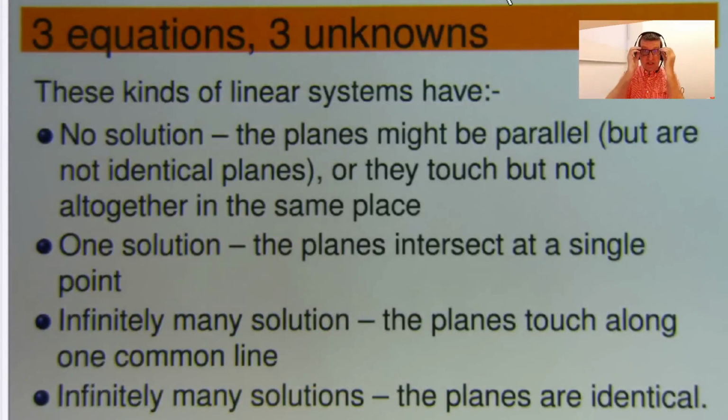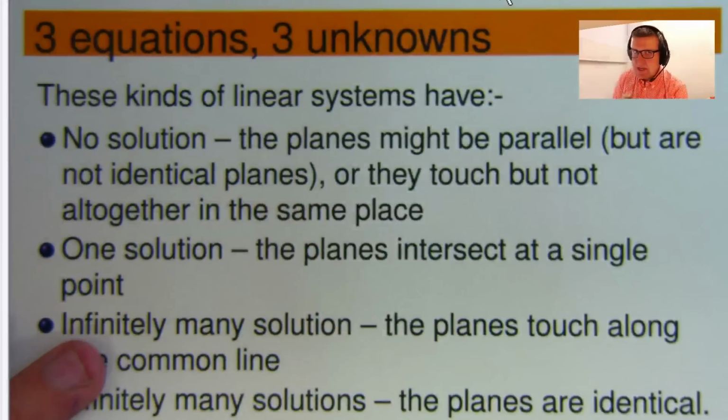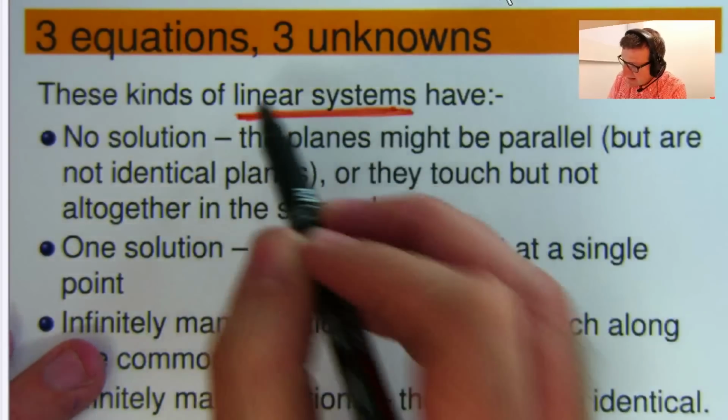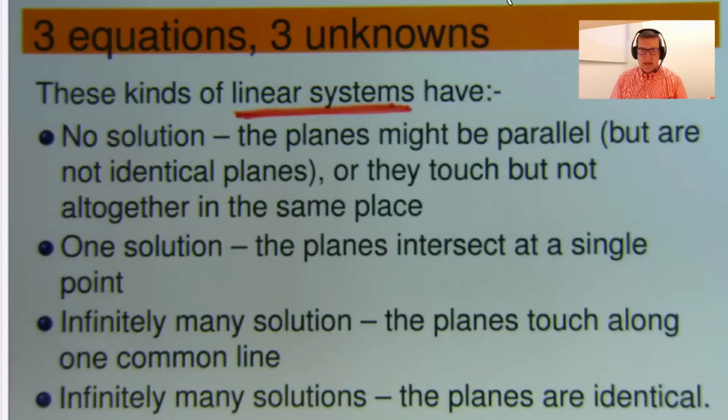Now, geometrically, we are looking at 3 planes. So the question is, how do those planes intersect at all? What does the geometry look like? All right, so I'll show you some examples in a minute, but these are kinds of linear systems. And there's a number of outcomes with the solution set.